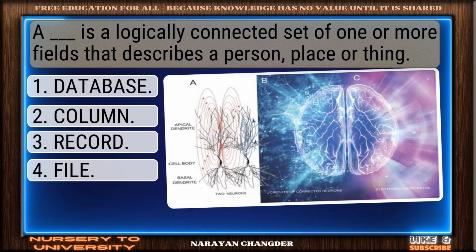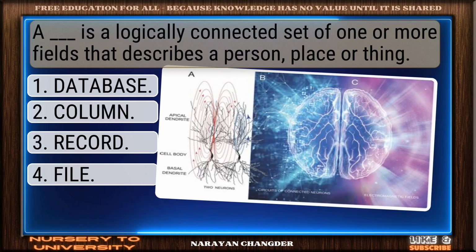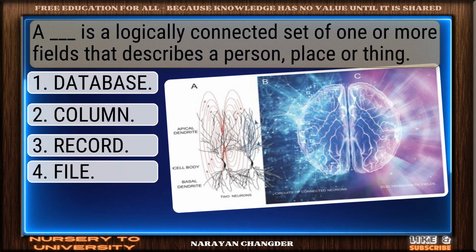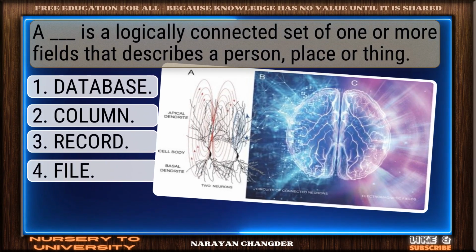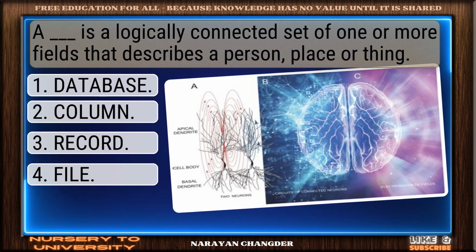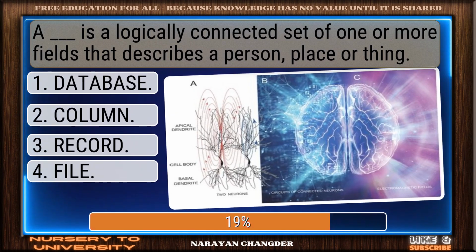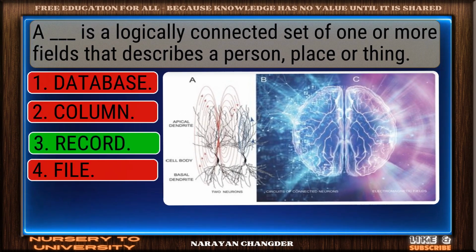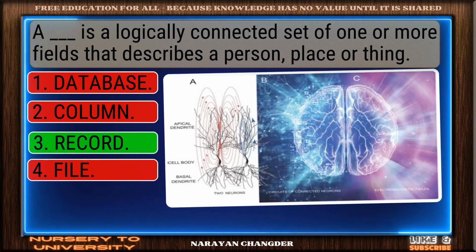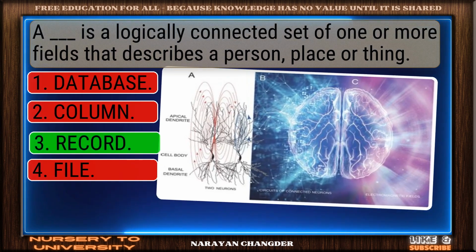Question number 17. A dash is a logically connected set of one or more fields that describes a person, place, or thing. Great thinking. Record is the right choice.